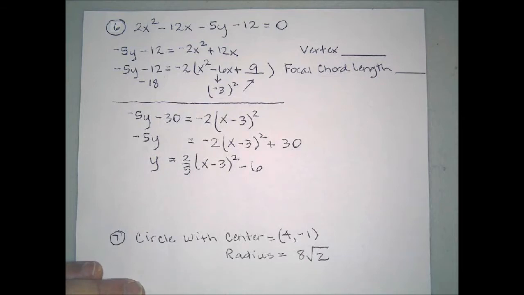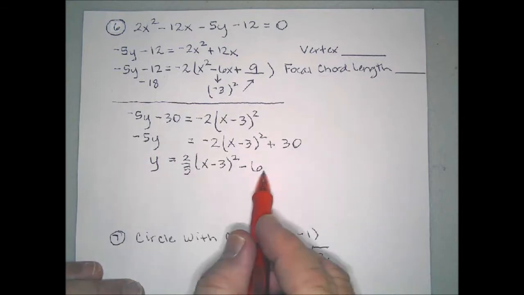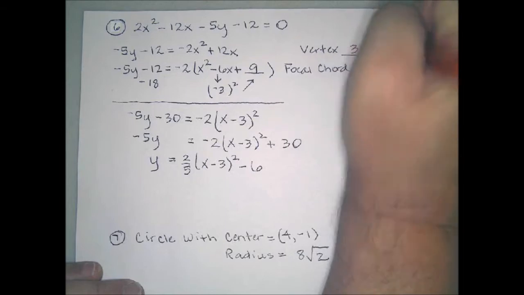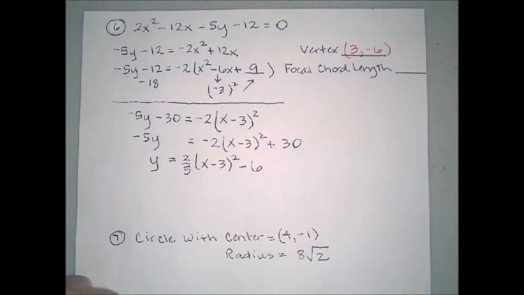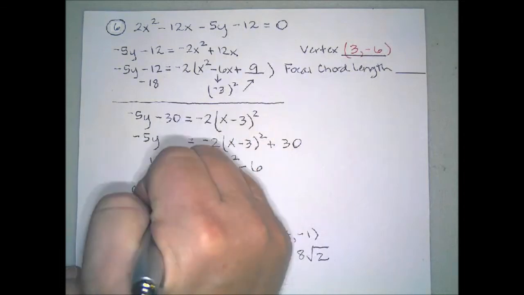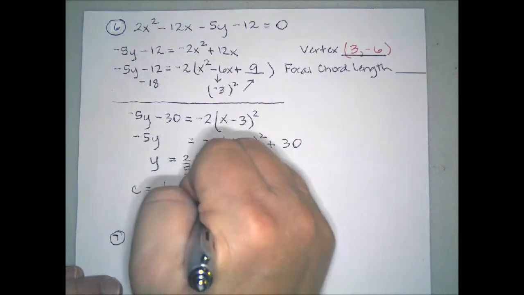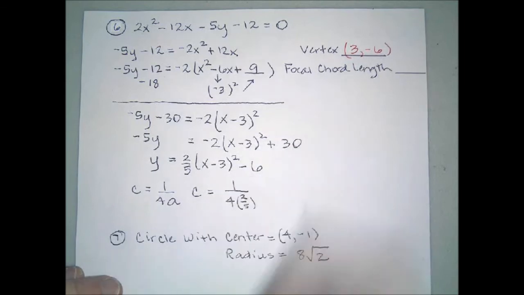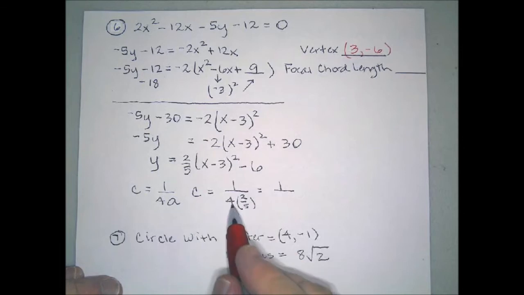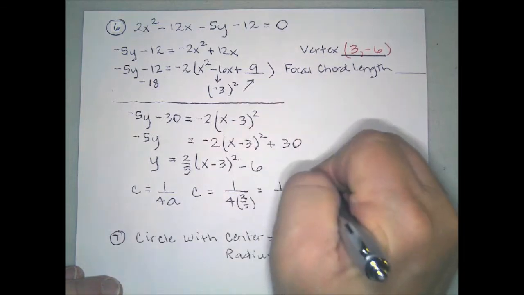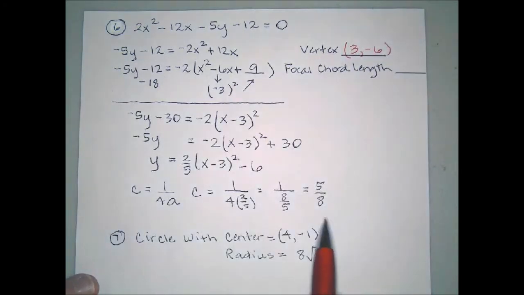Now that tells me my vertex. Anytime I'm in descriptive form, I can simply look at the equation and I know what my vertex is. It's positive 3, negative 6. Now, focal chord length. My focal chord length is based on the C value. C equals 1 over 4 times the A value. C equals 1 over 4 times 2/5, which equals 1 over 8/5. And 1 over 8/5 is 5/8. But that's my C value.